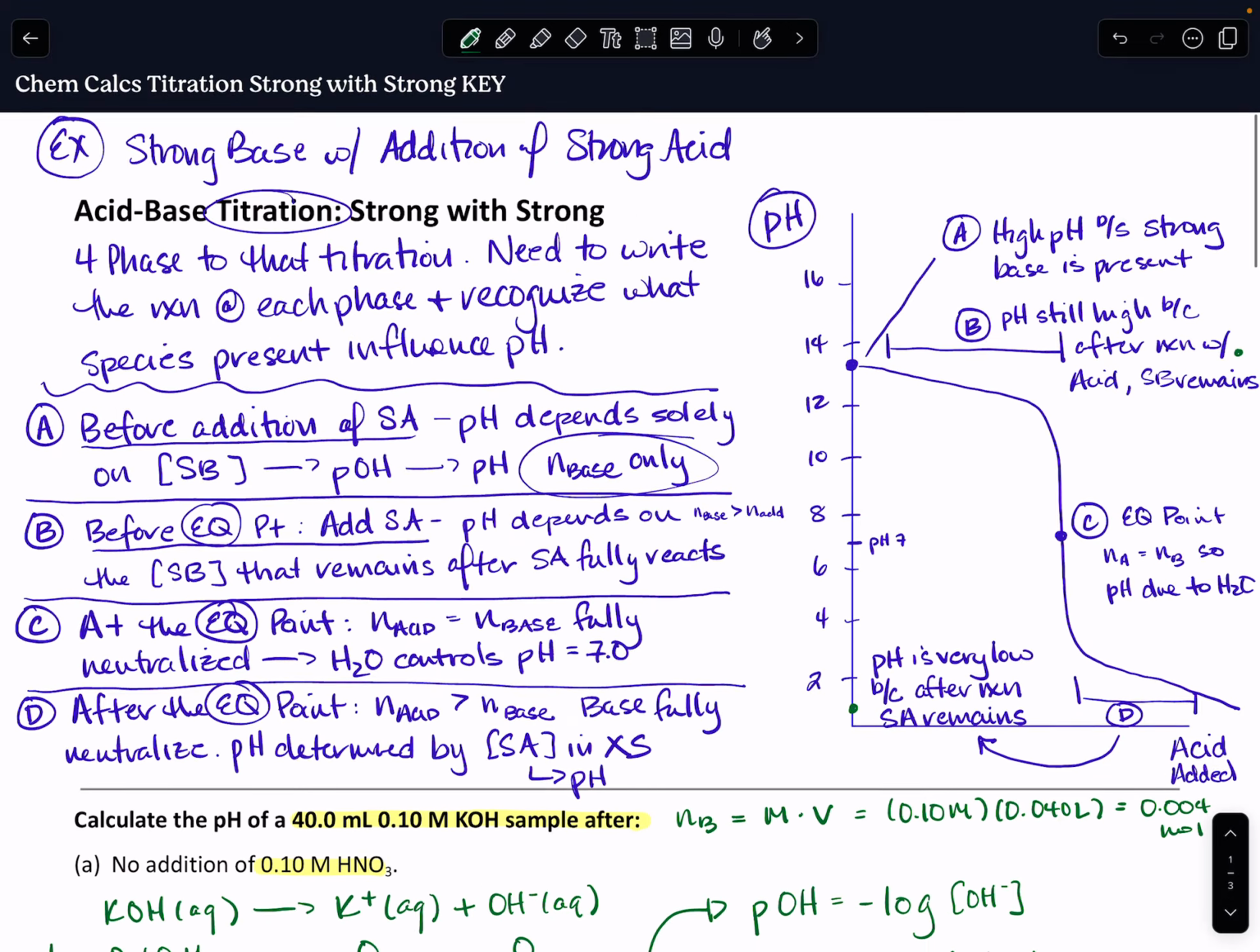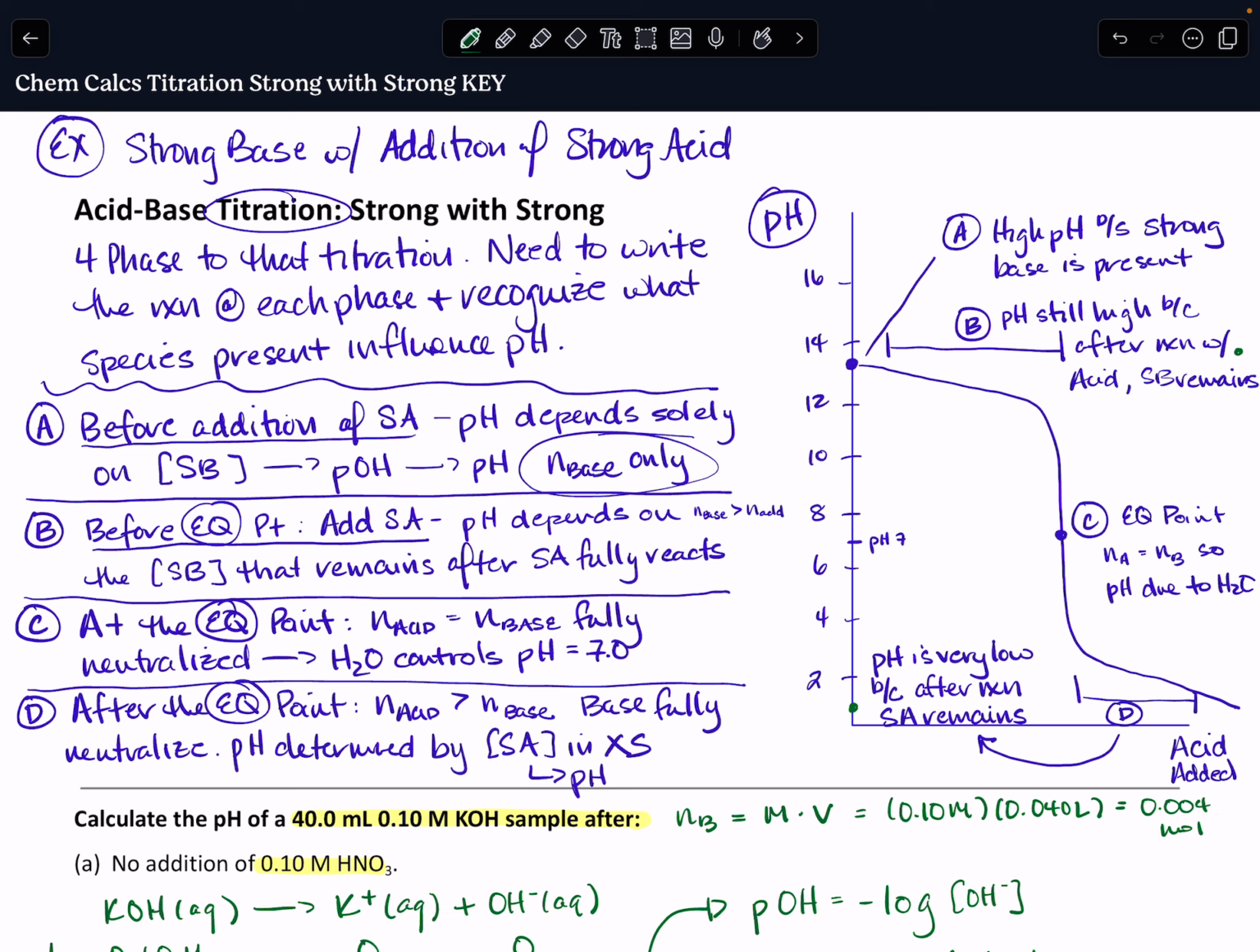Okay, so practice. If you're given it the other way, a strong acid with a strong base addition, calculations are going to seem very similar. Set it up the same way. Just remember that your titration curve is going to start low and go high if you start with an acid and then neutralize to excess base. Okay?